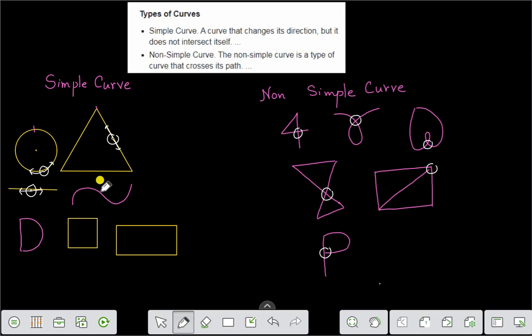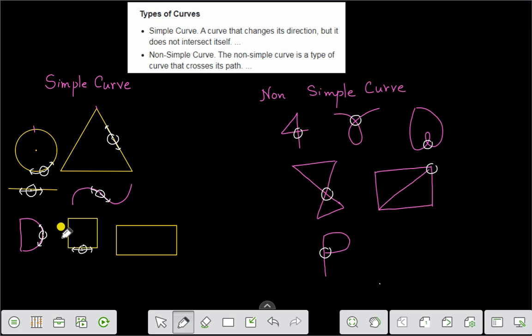Here also, if you take a point here, you can either move in this direction or in this direction. There are only two directions in which you can move, right? Here also, suppose you take a point here, you can move either in this direction or in this direction. There are only two directions in which you can move. That means it is a simple curve. Here also, if you take a point here, you can move either in this direction or in this direction. That means there are only two directions in which you can move.